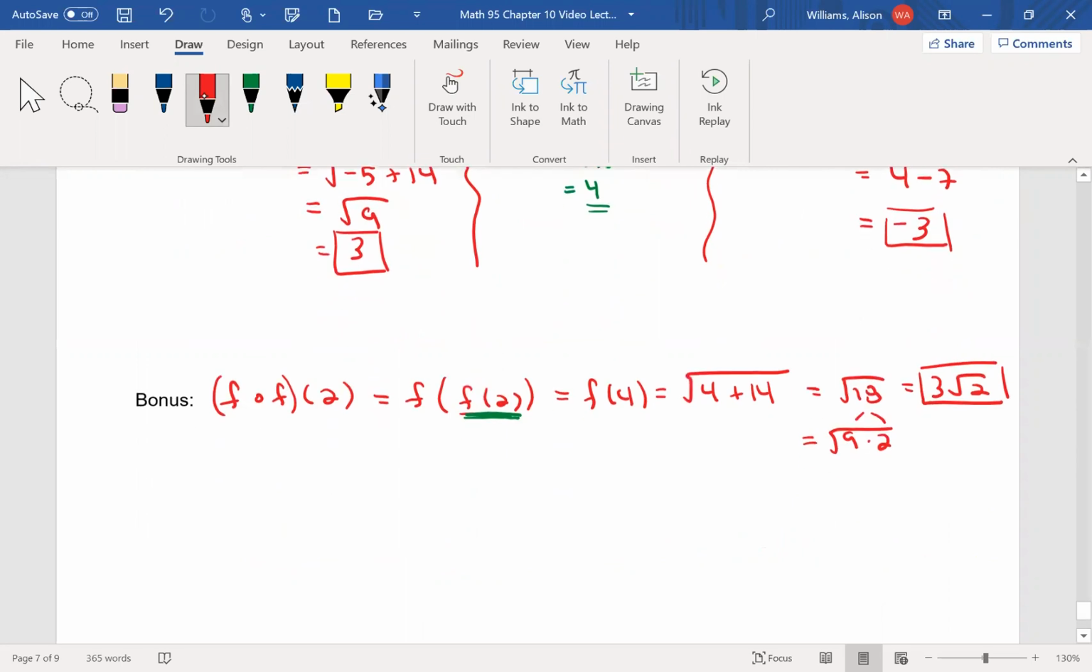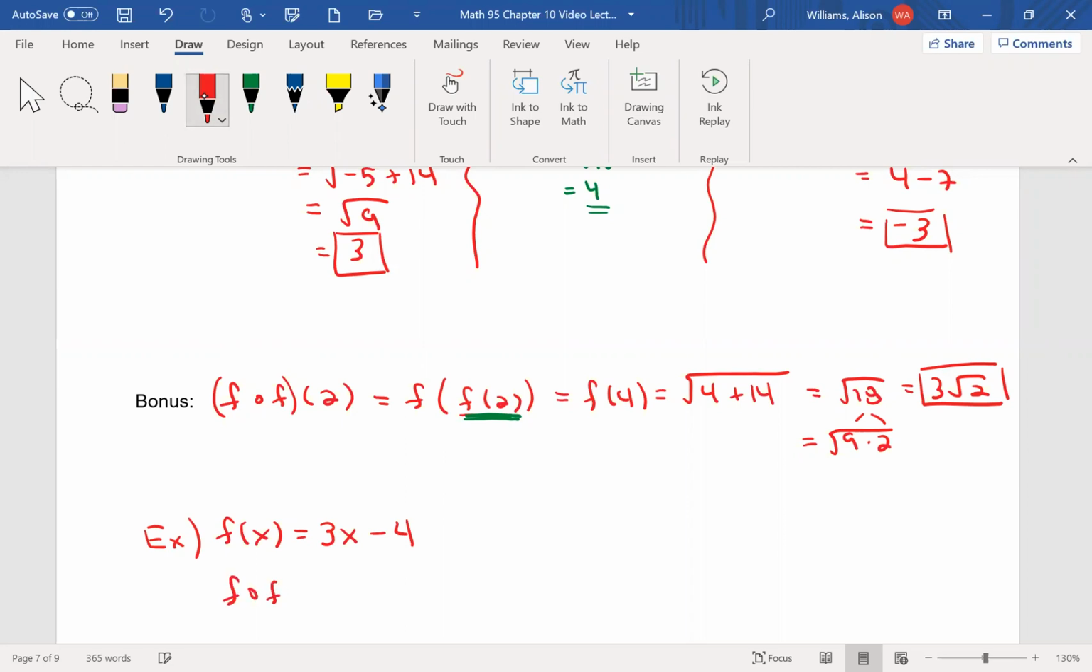It works in function notation with all the x's as well. Let's just pretend that f of x equals a brand new example. Let's say f of x equals 3x minus 4, and I asked you to find f composed of f. That means take 3x minus 4 and plug it into x here. So that would be 3 times 3x minus 4, close the parentheses, minus 4.